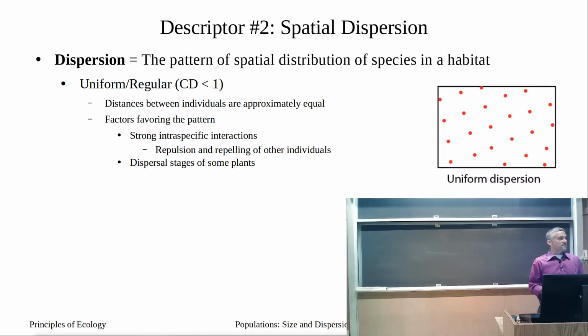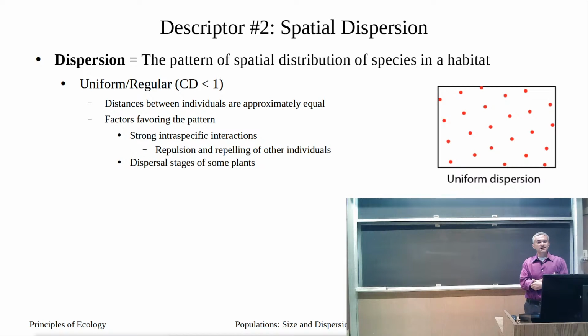There are some factors that favor this. All right. The first factor, probably the most common, is a very strong intraspecific interaction. And the intraspecific interaction that we need is repulsion. We have to have our individual that is going to actively repulse other individuals from getting close to them. All right. Creosote bushes secrete compounds from their roots that prevent other plants from getting close to them. And thus, if you go out and look at the creosote bushes, they tend to exhibit more of a uniform or regular pattern across the landscape.